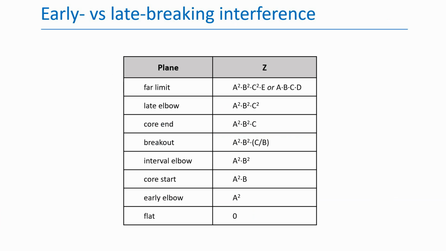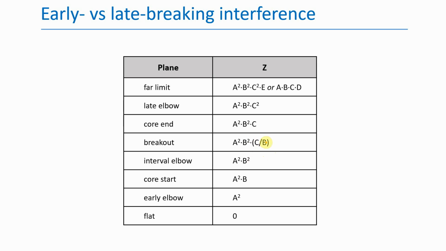Next, we'll discuss the differences between early breaking and late breaking interference. This chart shows all the critical planes, and it shows the distances where they occur. For the most part, they always occur in this order, but breakout is the one exception. The interval elbow is at a squared b squared, and breakout is at that same distance times the ratio c over b. But what if c is actually smaller than b?